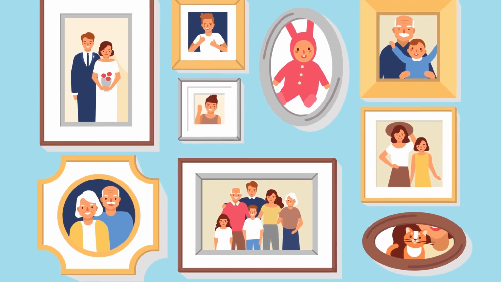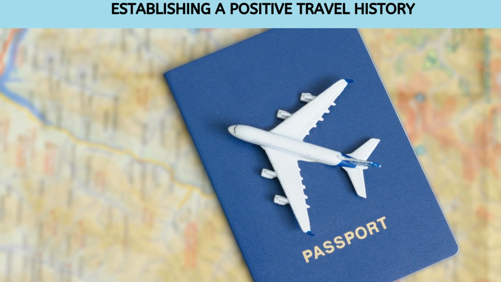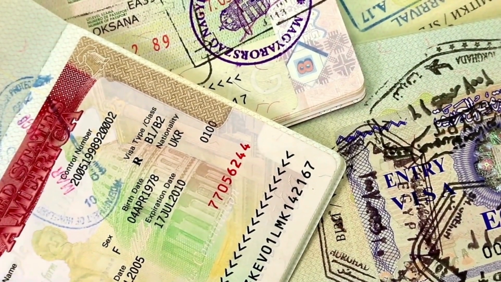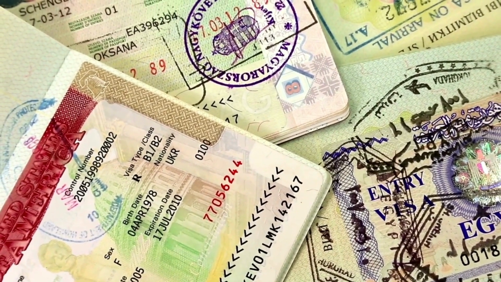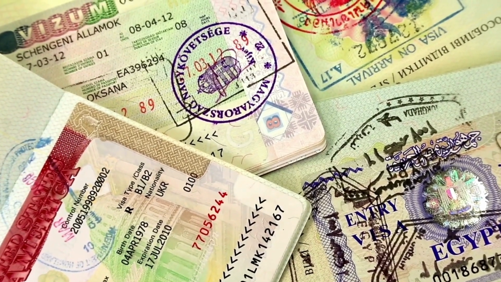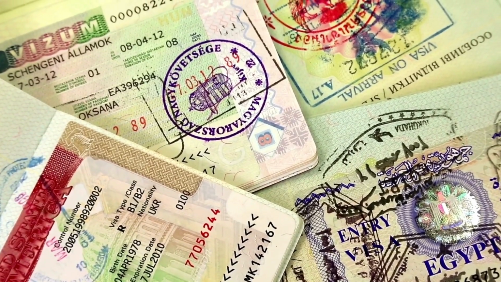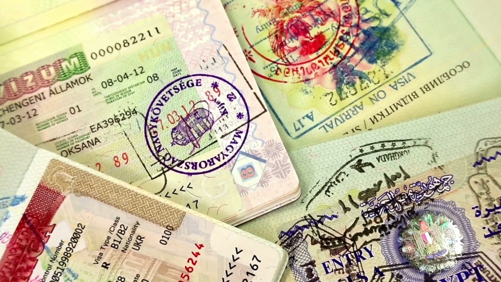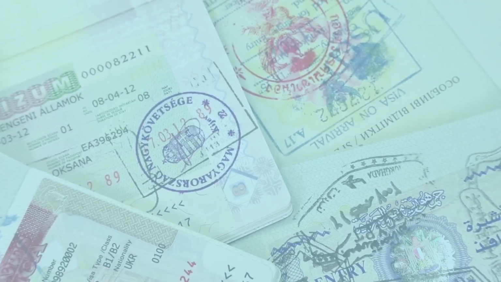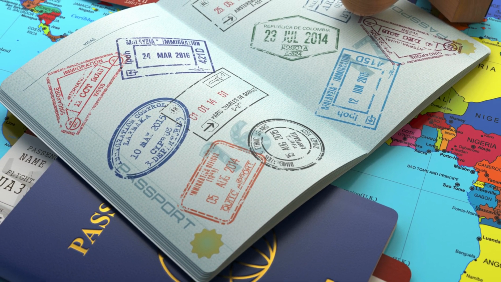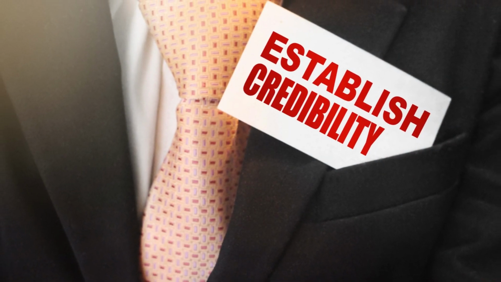Another way to convince the visa officer of your intent to return to your home country is by establishing a positive travel history. So, for example, if you have previously traveled to the US or any other country, please take along your previous passports that demonstrate that you always adhered to the terms of the visa and never overstayed beyond the visa duration during your past visits to any of the countries you have visited. This will help add credibility to your application.